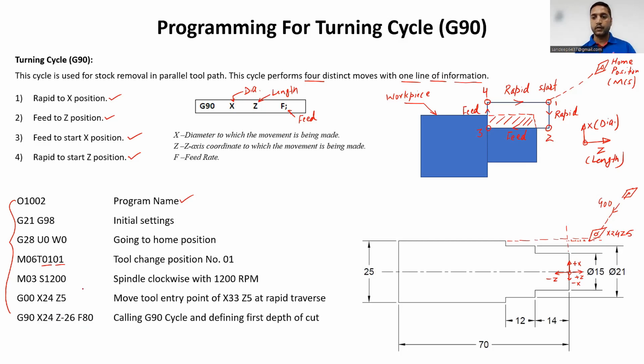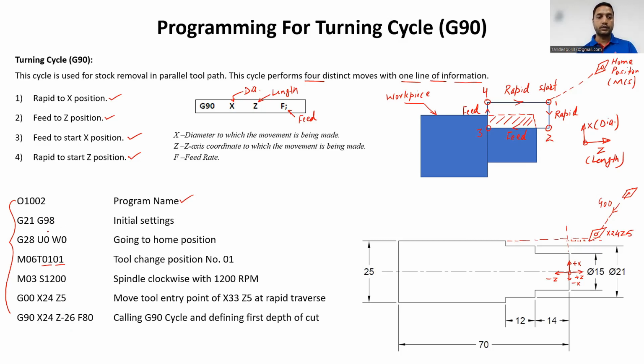Then this is the length value. Because we have 14 plus 12, it becomes 26. So now from here to here, the length will be 26. Since we are moving towards the spindle, it will be our negative Z movement. That's why we are taking minus 26 over here. And F is 80 mm per minute because we are using code G98 here.